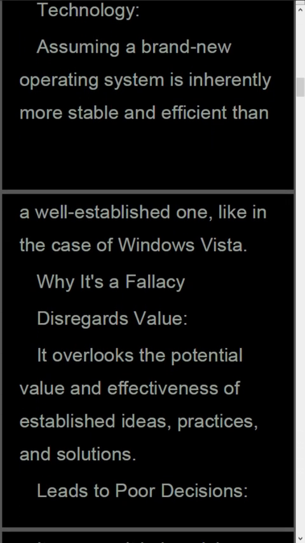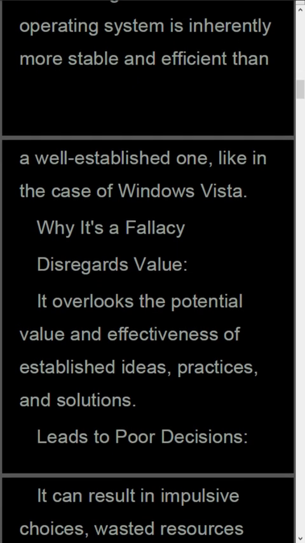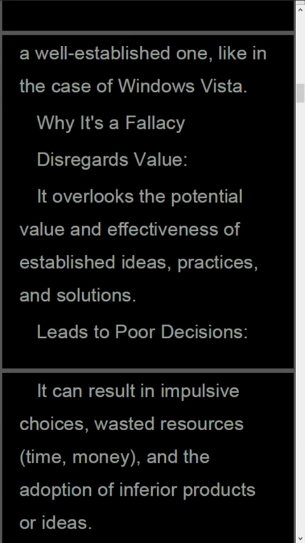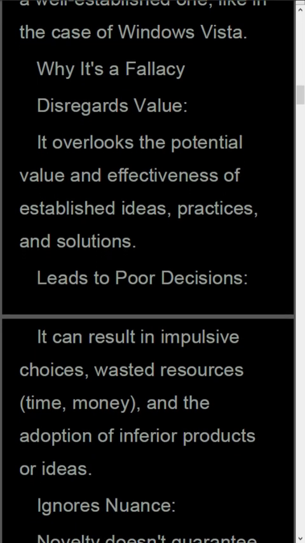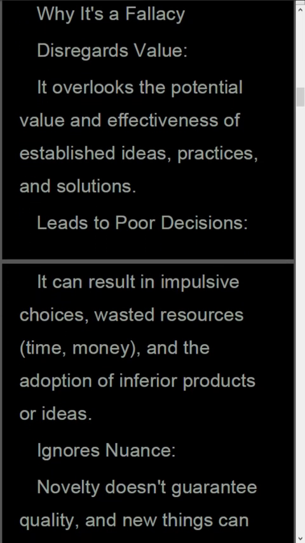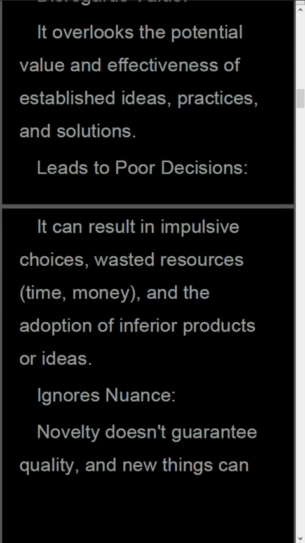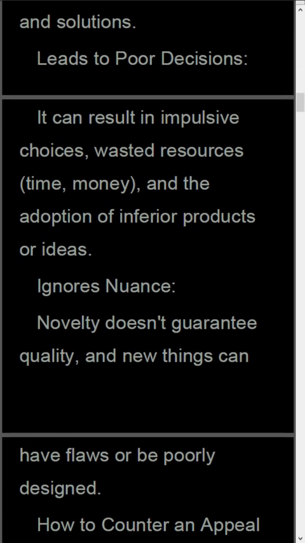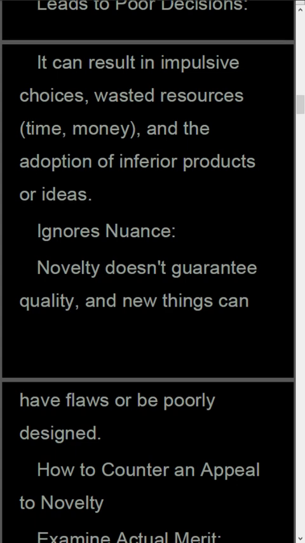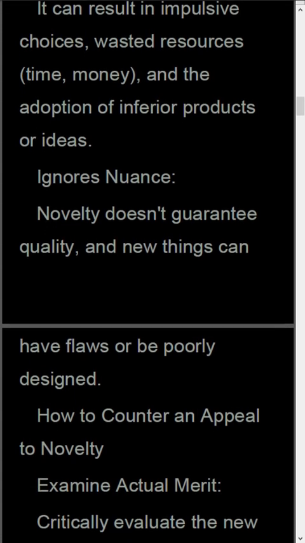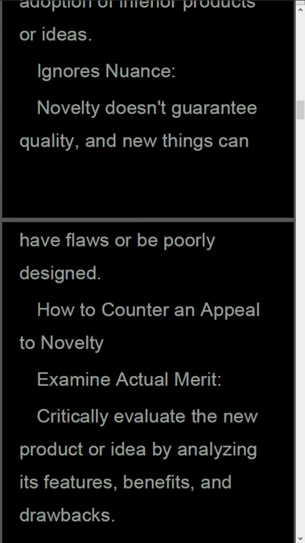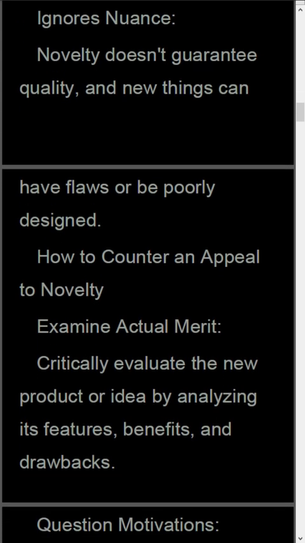Why it's a fallacy. Disregards value. It overlooks the potential value and effectiveness of established ideas, practices, and solutions. Leads to poor decisions. It can result in impulsive choices, wasted resources, time, money, and the adoption of inferior products or ideas. Ignores nuance. Novelty doesn't guarantee quality, and new things can have flaws or be poorly designed.